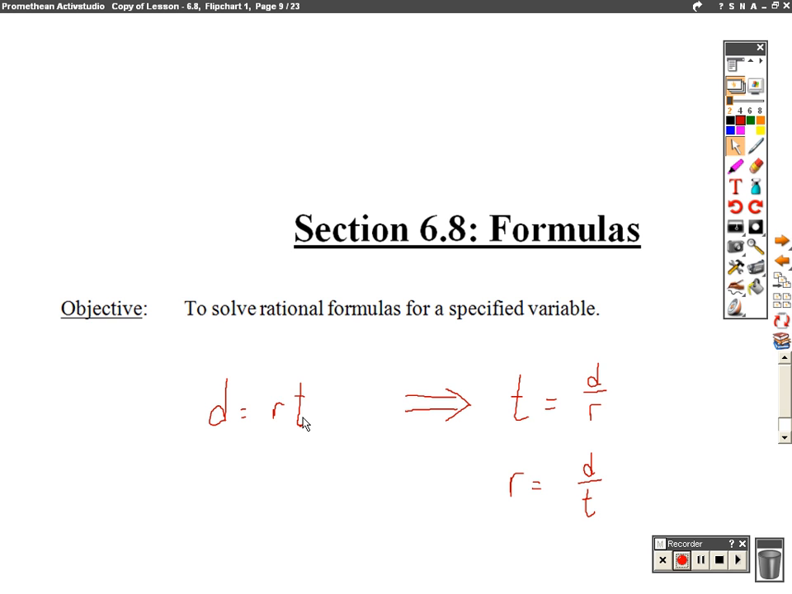So if we solve for t, it is the distance over the rate, and then rate is the distance over the time. So we're basically going to be doing the same thing today, but with rational formulas. So we're going to use rational expressions, as we just did.